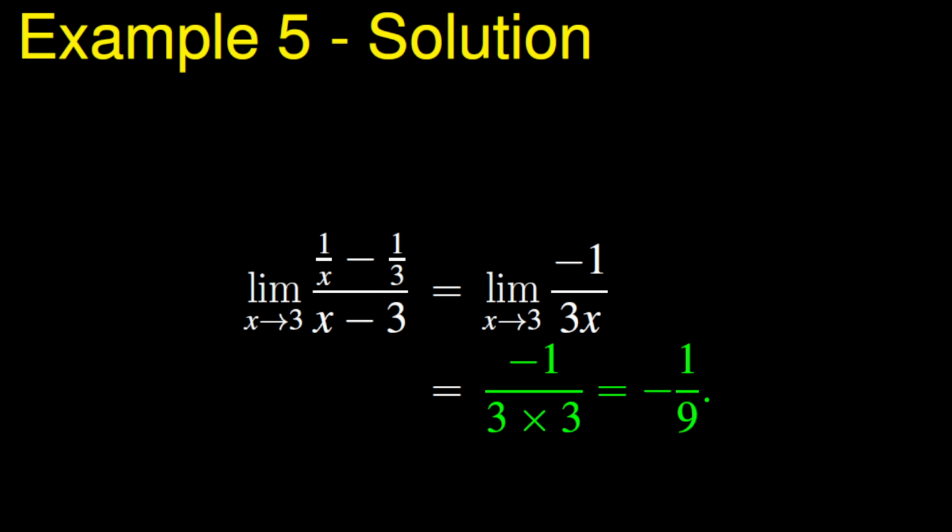Now that we have fully simplified the expression, we can compute the limit by plugging in 3. So the limit is negative 1 divided by 3 times 3. In sum, the limit is negative 1 over 9.